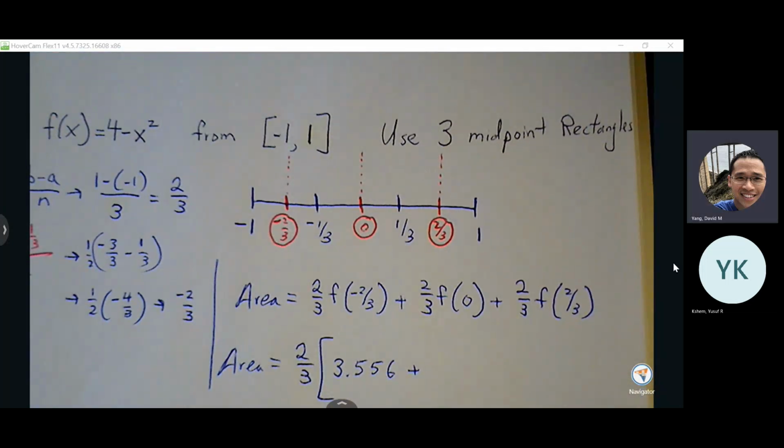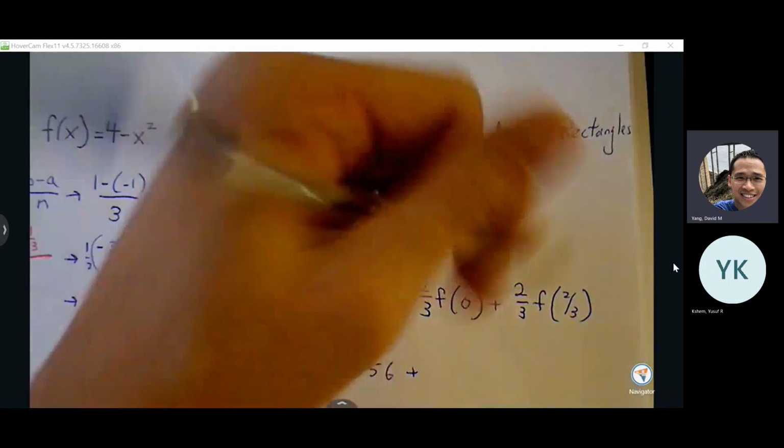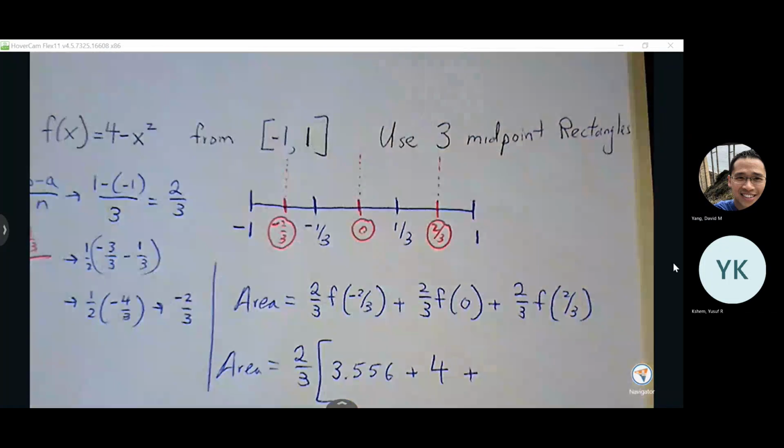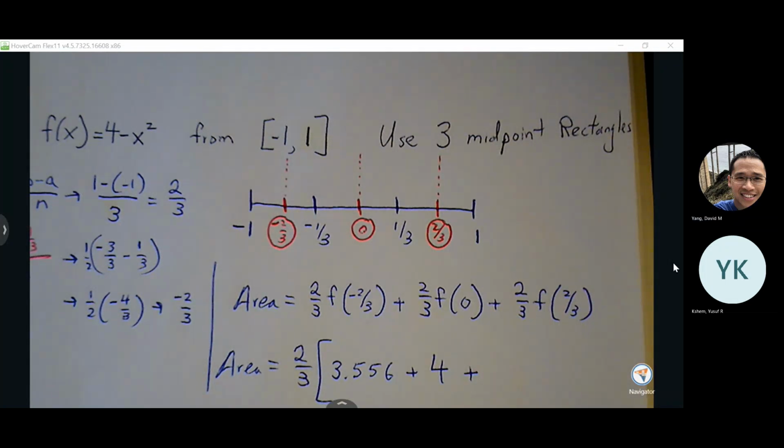Okay, f of 0 should be easy. 4 minus 0, just 4. F of 2/3.